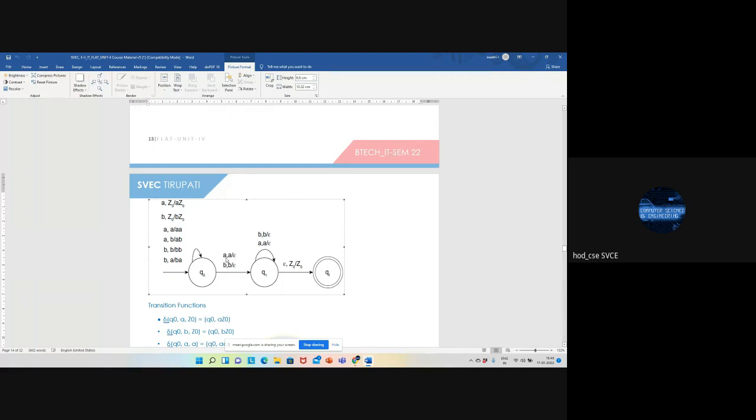For A, there should be an A in reverse. ABA reversed is the same, ABA. So for A, it should be A. For B, it should be B present.